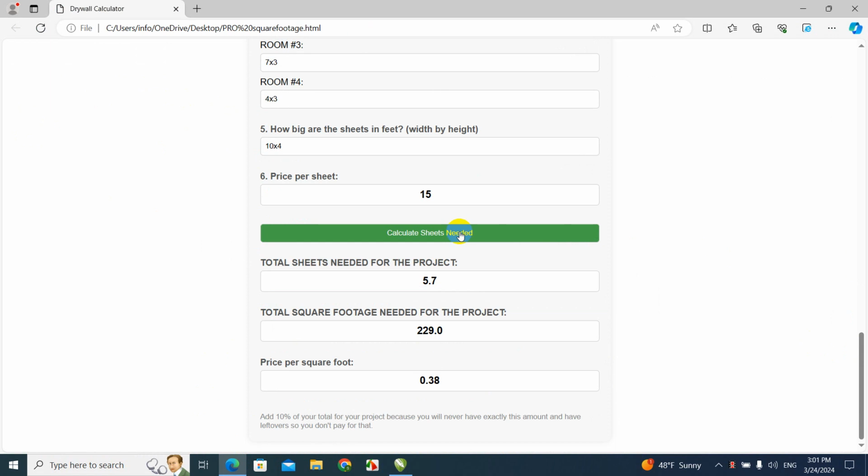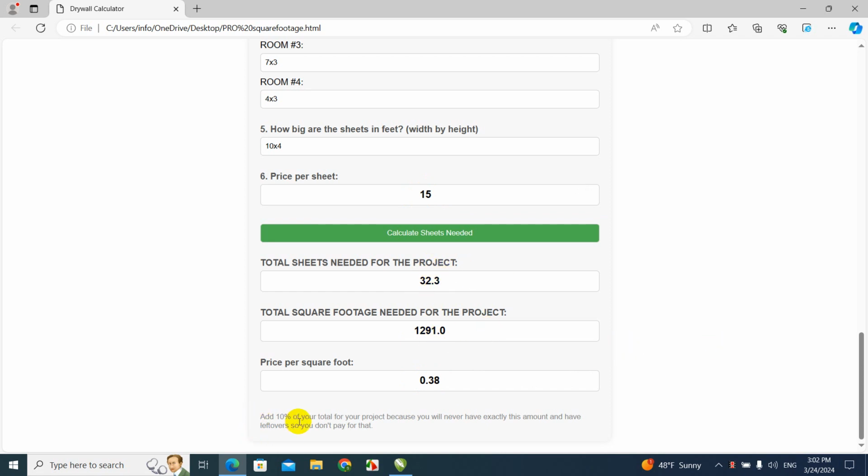So we get the estimate not only of the ceiling, but also the walls and the total of the entire house. So let's calculate. And this calculator is telling me that I'm gonna need approximately 32.3 sheets of 10 by 4 of sheetrock. And let's say that they each cost me $15. You're paying 38 cents. So if you want to know how much is the total, you just multiply this number by this, okay? Or you can multiply this number by this. So you will know how much you are investing.